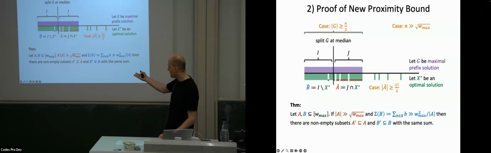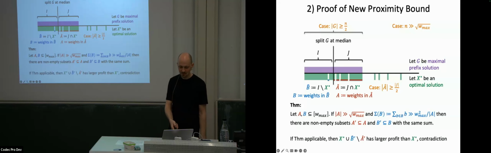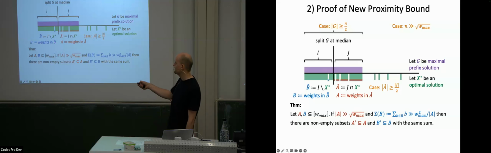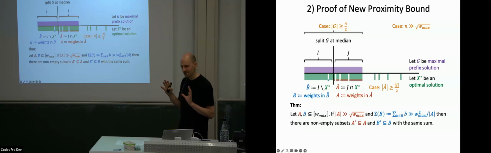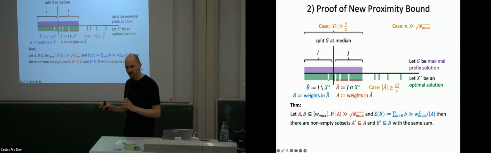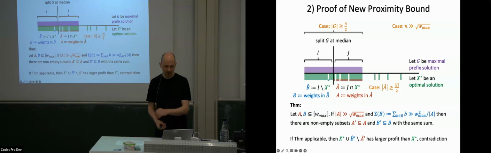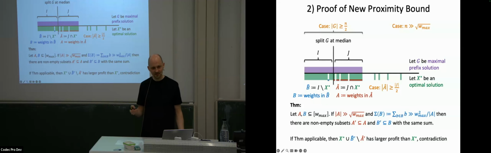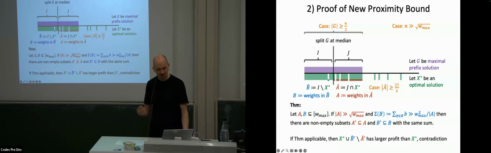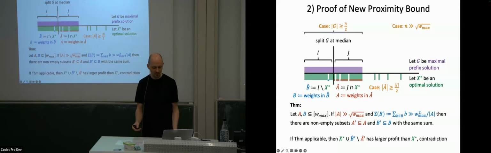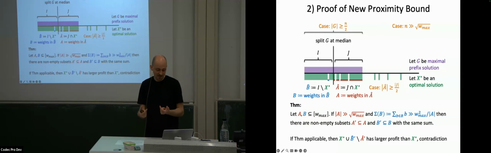In the end, I want to apply this theorem here to sets of numbers. So let's also look at just the weights of these items and the weights of these items. So this set A and B, this is what I want to apply this theorem on. And I want to argue that the theorem cannot be applicable to A and B. Because if it would be applicable, then we would find two subsets of these items that have the same sum.